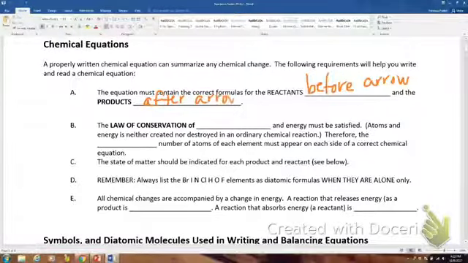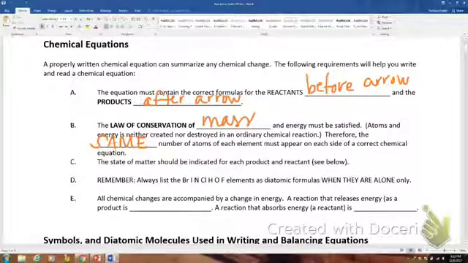Okay, we will be utilizing, of course, the law of conservation of mass. That is why we balance equations, because remember, mass and energy, both of those laws must be satisfied. And for us, mass and energy cannot be created or destroyed in ordinary chemical reactions. Therefore, the same number of atoms must appear on each side of the chemical equation.